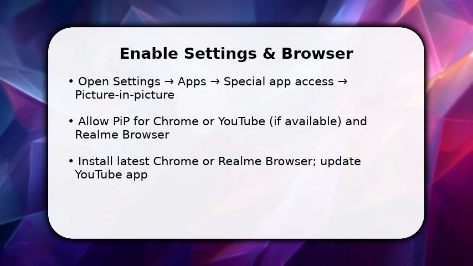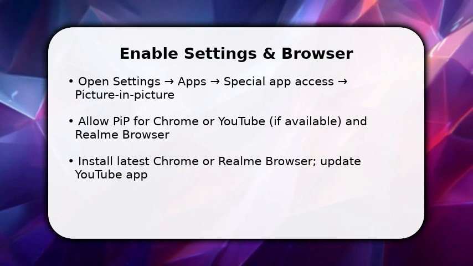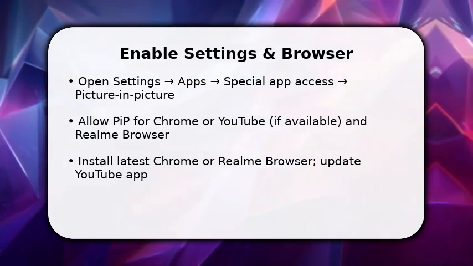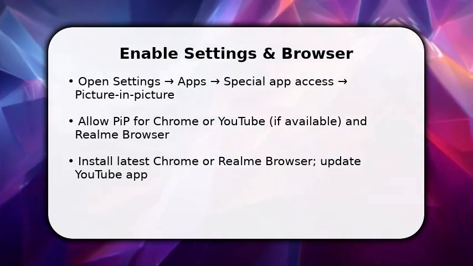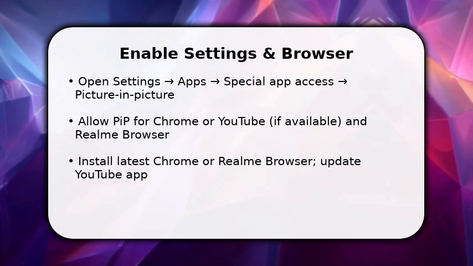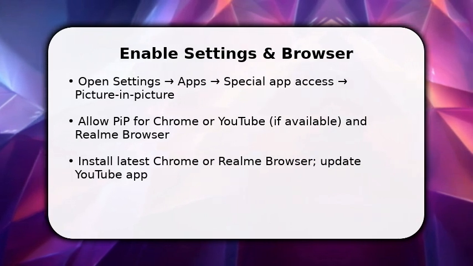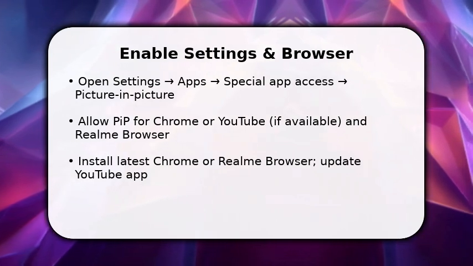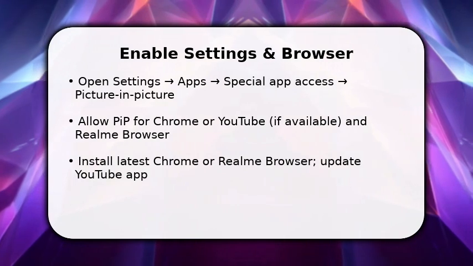Enjoy the video. You'll start by enabling picture-in-picture permissions, open settings and go straight to apps, special app access, then picture-in-picture. Turn PiP on for Chrome or your Realme browser and for YouTube if present, because Android must grant the window permission. Once done, make sure your browser and YouTube app are updated to the latest version so the feature behaves predictably. This avoids permission conflicts and ensures the browser can create the floating window that YouTube will play.